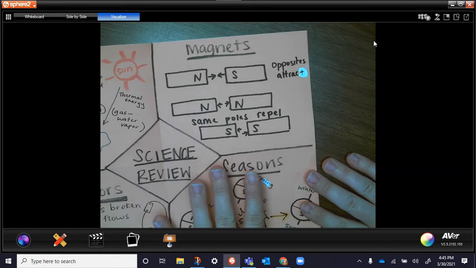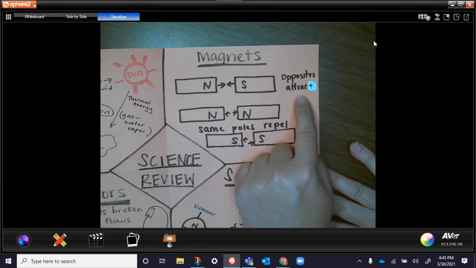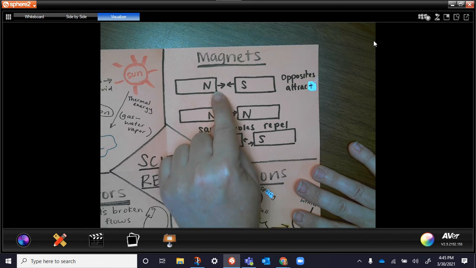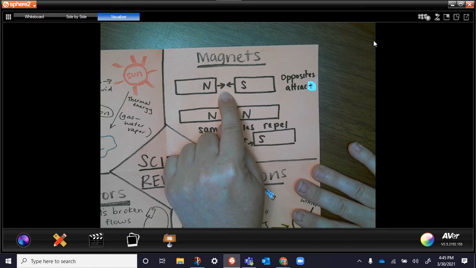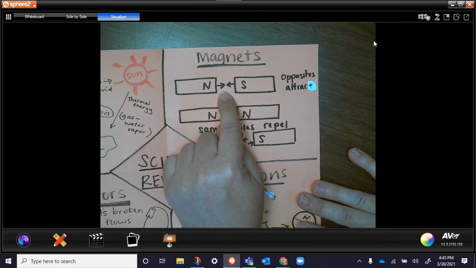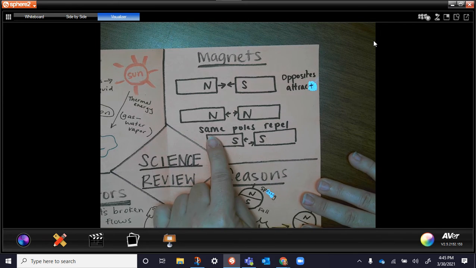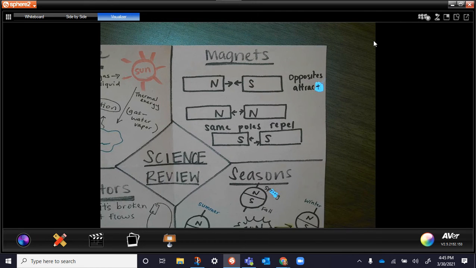Magnets, you probably heard the saying, opposites attract. So when we have opposites, these are going to be attracted together, meaning they're going to come together, they're going to join, versus here we've got north and north or south and south. If we have the same poles, they're going to repel, meaning they're going to push away from each other.